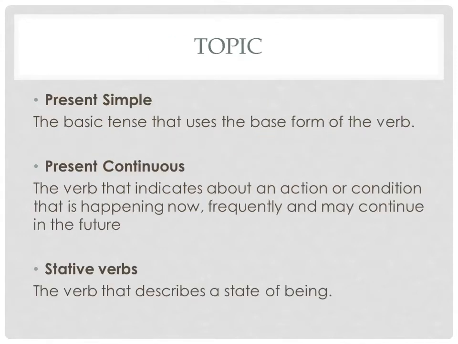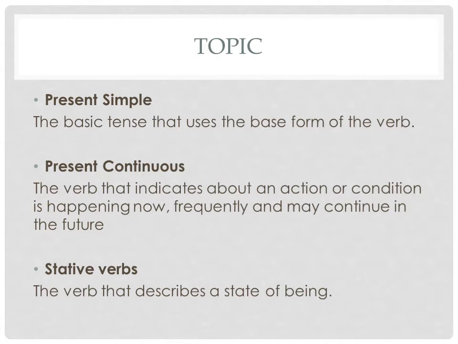Our topic for today is present simple, present continuous, and stative verbs. So what is present simple? Present simple is the basic tense that uses the base form of the verb. Present continuous, the verb that indicates an action or condition that is happening now, frequently, and may continue in the future. And lastly, stative verbs, the verbs that describe a state of being. Okay, you may copy this into your exercise book.